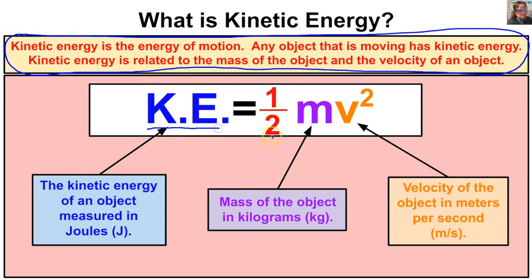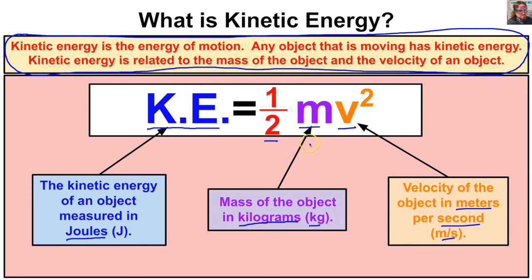Kinetic energy equals 1/2 the mass times the velocity squared, where kinetic energy here is measured in something called the joule, or capital J. Mass right here is measured in kilograms, or kg. And the velocity of the object is measured in meters per second. So once we have these known quantities expressed in these units, we can plug them into this kinetic energy equation and solve.